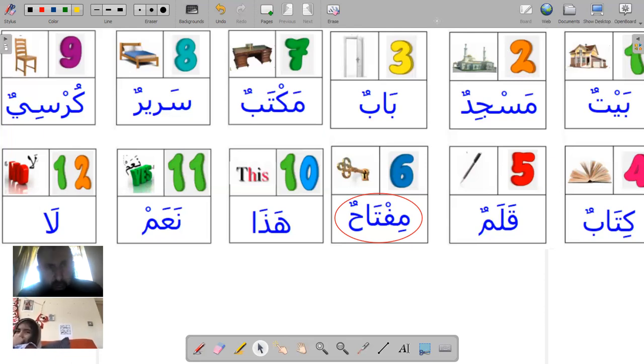Number 8. What's number 8 here? Try to take this one. What's the picture? Do you know the picture in English? Red. Yeah, it's in English, it's very easy, yeah? Do you know how to read the word? A red circle.